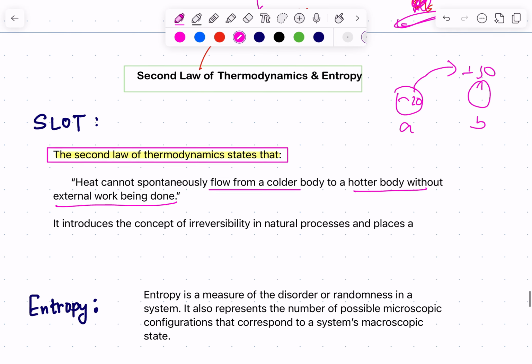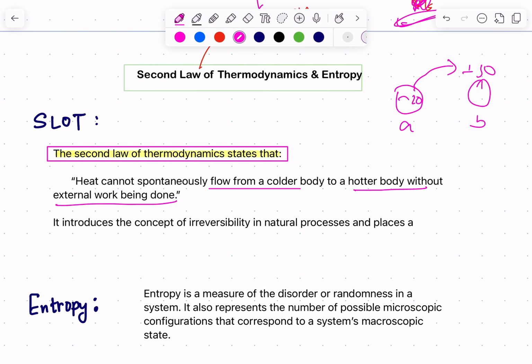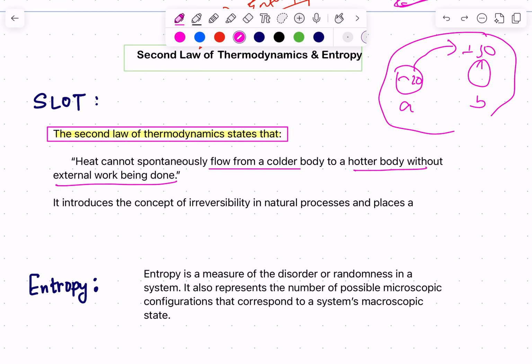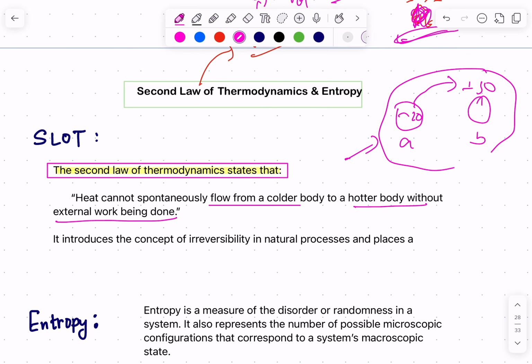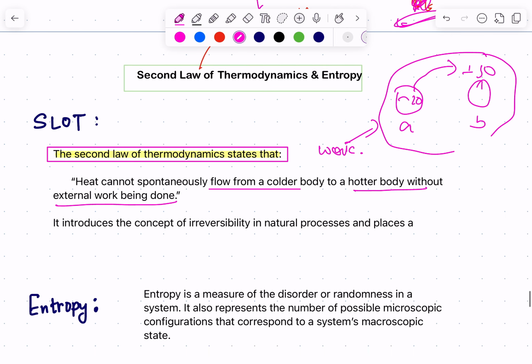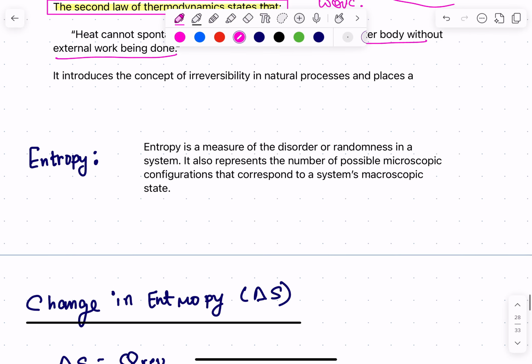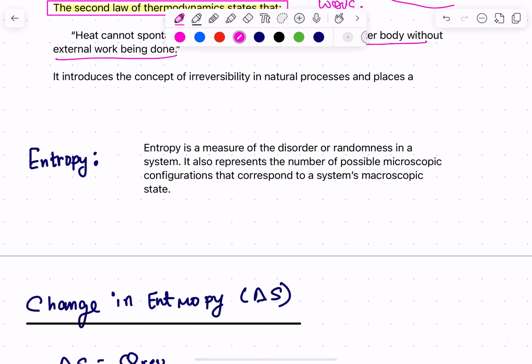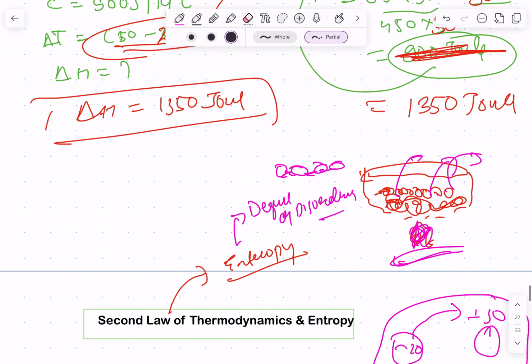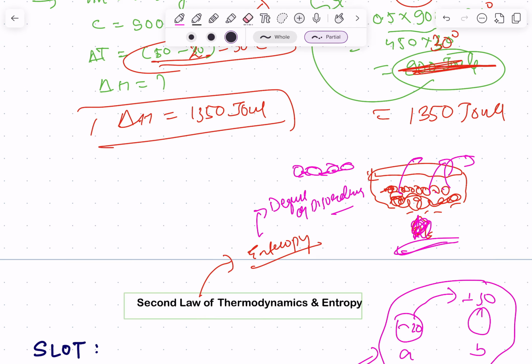It introduces the concept of irreversibility. In this natural process, there is no irreversibility. So heat cannot spontaneously flow unless I apply some work here. This is what the second law of thermodynamics means. And in terms of entropy, I already told you, it is the degree of disorderness, and the entropy of the universe is continuously increasing. Entropy is a measure of disorder or randomness in a system. It also represents the number of possible microscopic configurations corresponding to a system's macroscopic state. In simple words, this is what I mean. I hope this is clear.